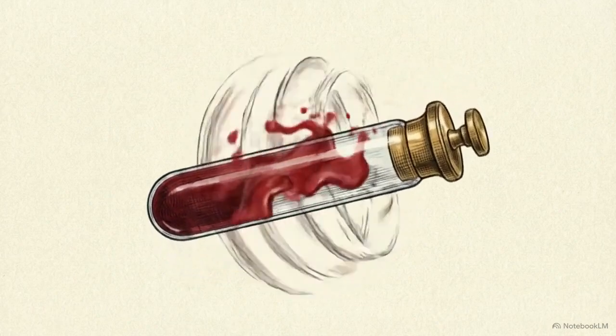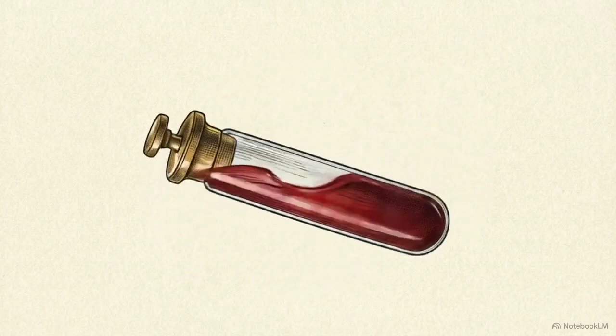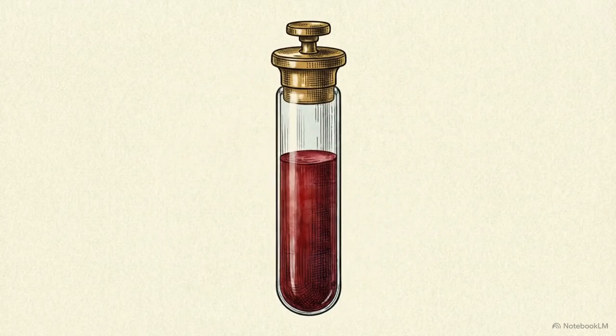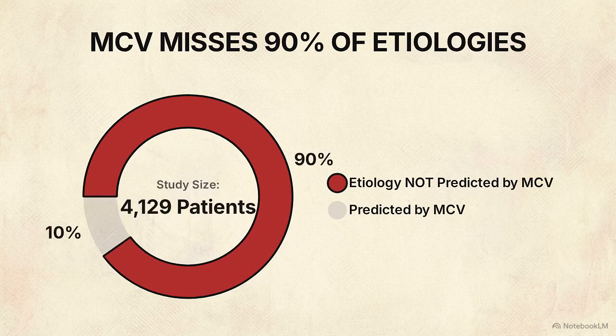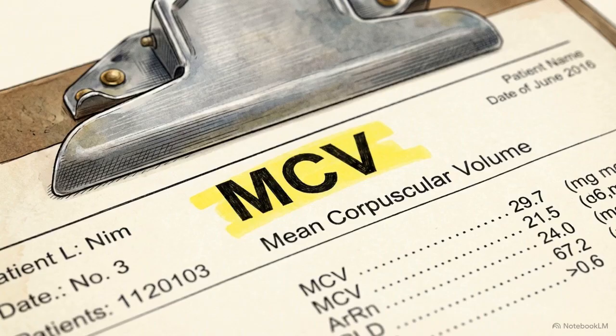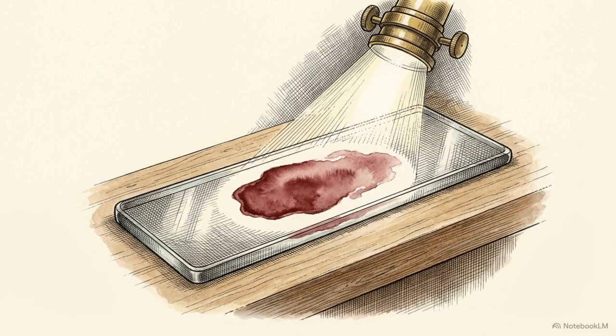When evaluating an elevated mean corpuscular volume, the most common clinical reflex is to strictly follow the automated number. But a study of over 4,000 patients revealed that in 90% of cases, the actual etiology of a macrocytic anemia would not have been predicted by the MCV alone. The automated MCV provides an average, but it is mathematically blind to the cellular architecture. To establish a true diagnosis, you have to bypass the machine and look directly at the peripheral blood smear.